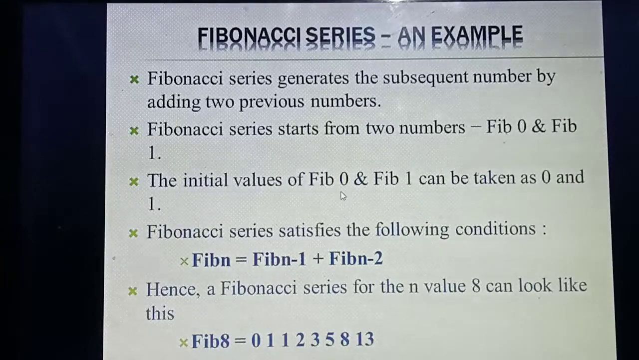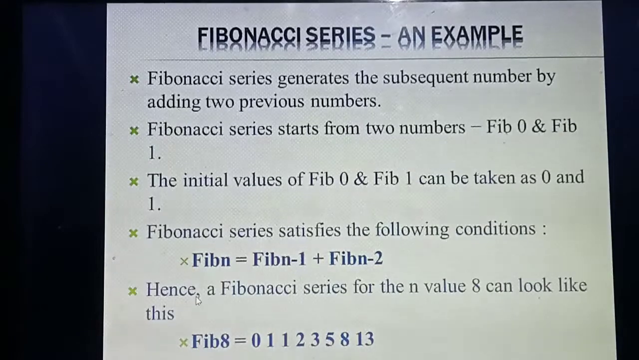What's the initial value of Fibo of 0? The initial value is 0, and the value of Fibonacci series of 1 is 1. So the initial values are 0 and 1. What's the condition? How will you get the answer? Always it will add the previous 2 numbers.